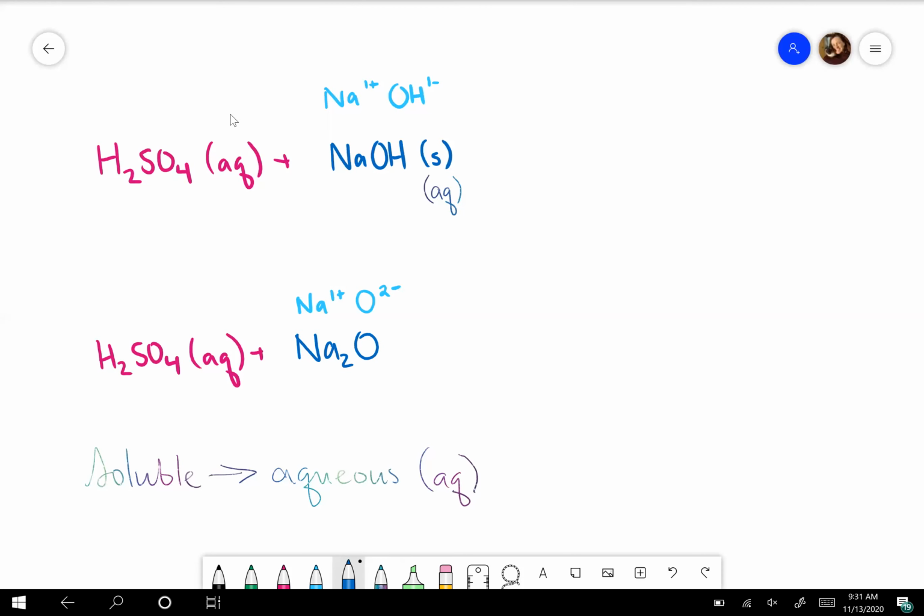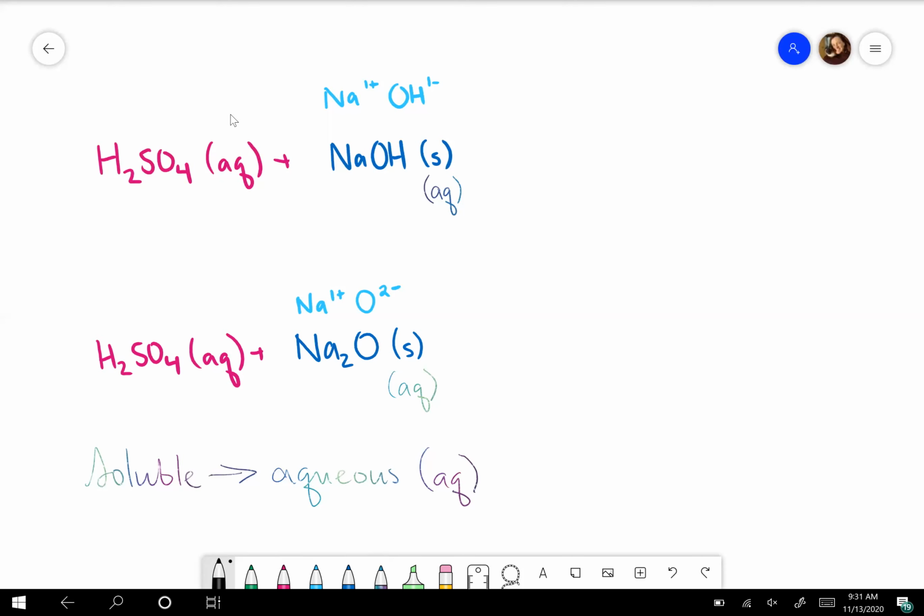Na2O. And this is the same deal. We could say that it's solid, or we could know that it's something that's going to be soluble in water. And since the sulfuric acid is aqueous already, that might be too. So either one of those would be an accurate way of writing this.